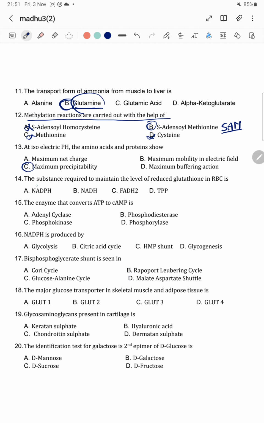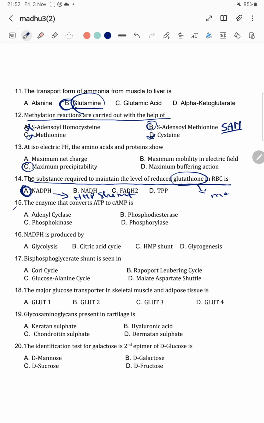The 14th one: the substrate required to maintain the level of reduced glutathione in RBC is NADPH. The maintenance of reduced glutathione in RBC helps RBC membrane integrity. So NADPH is required, and RBC gets this NADPH from the HMP shunt. Remember this one, very important.